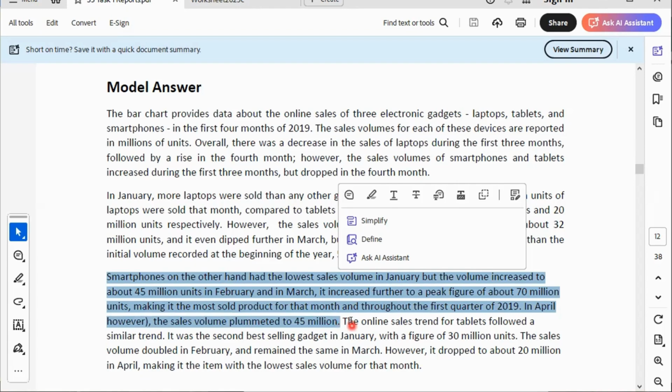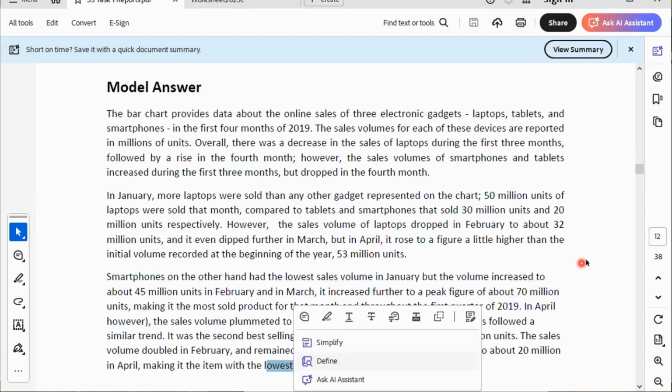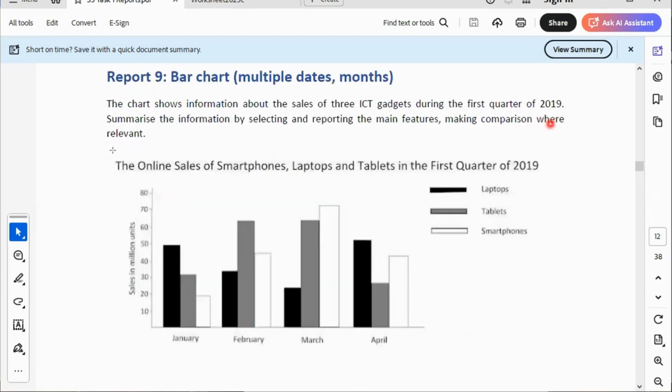Okay, look at this second part. The online sales trend for tablets followed a similar trend. Or the online sales, this trend should be removed. The online sales for tablets followed a similar trend. It was the second best-selling gadget in January with a figure of 30 million units. The sales volume doubled in February and remained the same in March. However, it dropped to about 20 million in April, making it the item with the lowest. What does lowest represent? Language of comparison. Can you see? Making comparison where relevant. That's bar chart report. Okay, can you say full report I've described there?